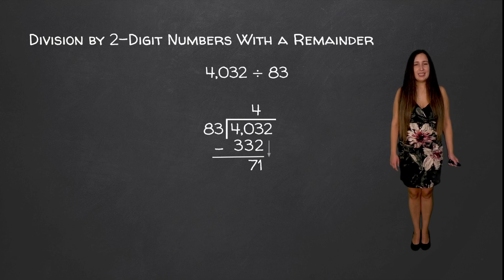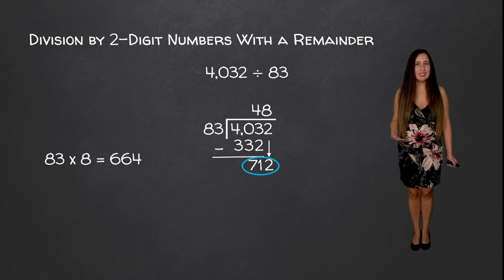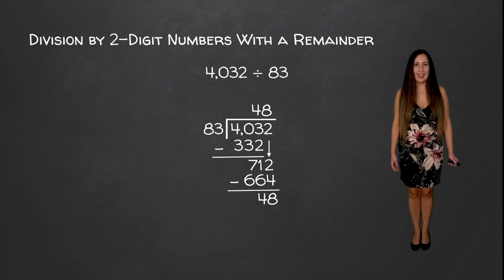Then we're going to bring down our 2, and then we're going to see how many times does 83 go into 712. And that would be 8 times, because 83 times 8 is equal to 664. And we're going to subtract these values to see what we have left over, which is 48.